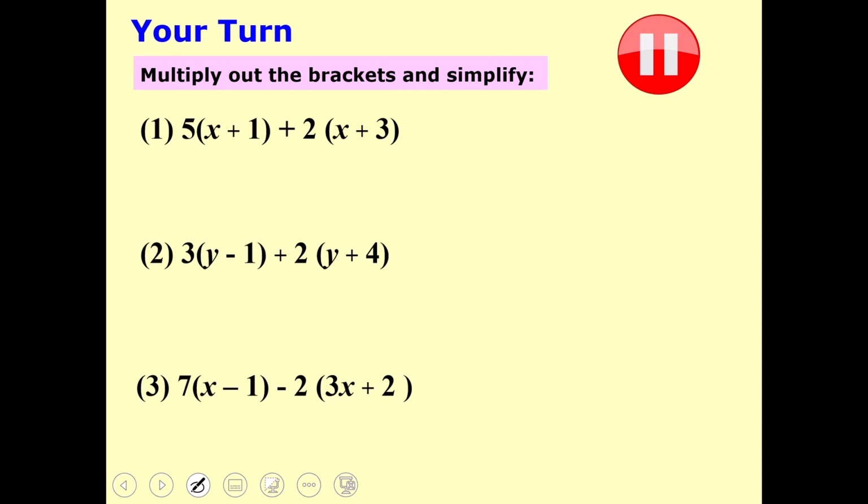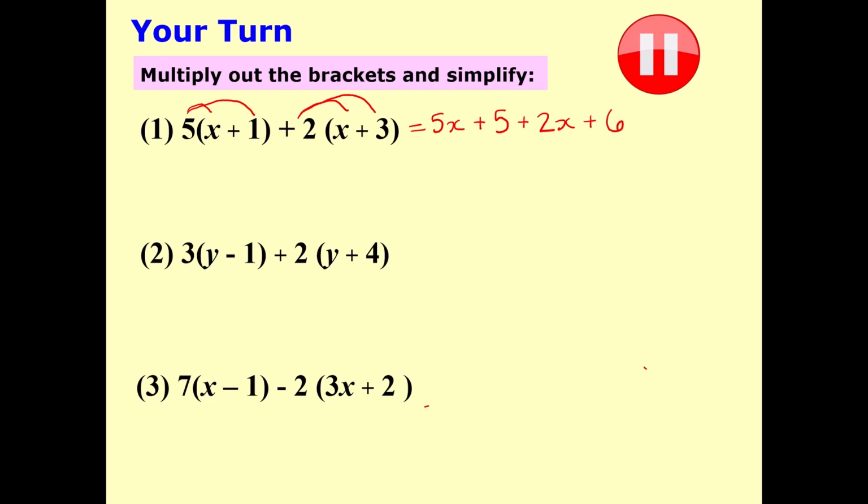Okay, let's go through the answers now. Right, first one. We are going to multiply the first bracket out by 5. So 5 times x gives you 5x. 5 times 1 gives you plus 5. Our second bracket, we're going to multiply out by 2. So 2 times x, got plus 2x, and then 2 times 3 gives you plus 6.